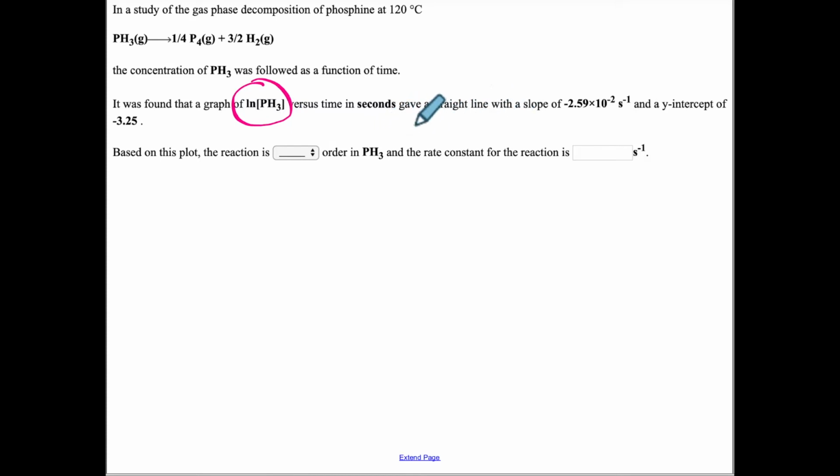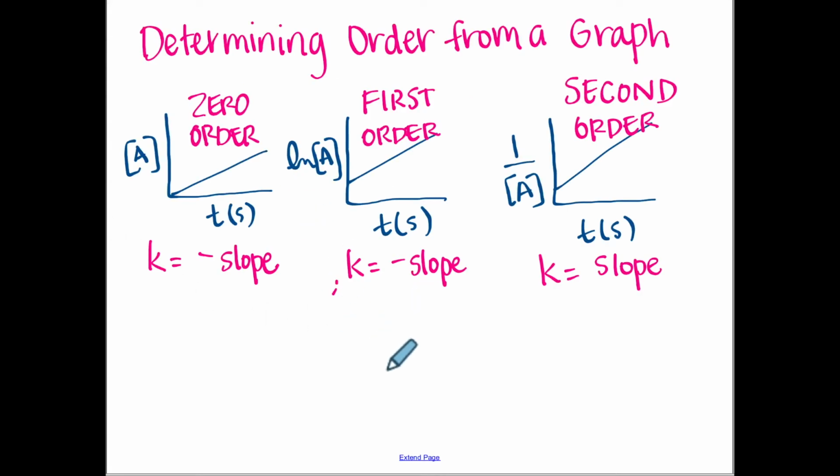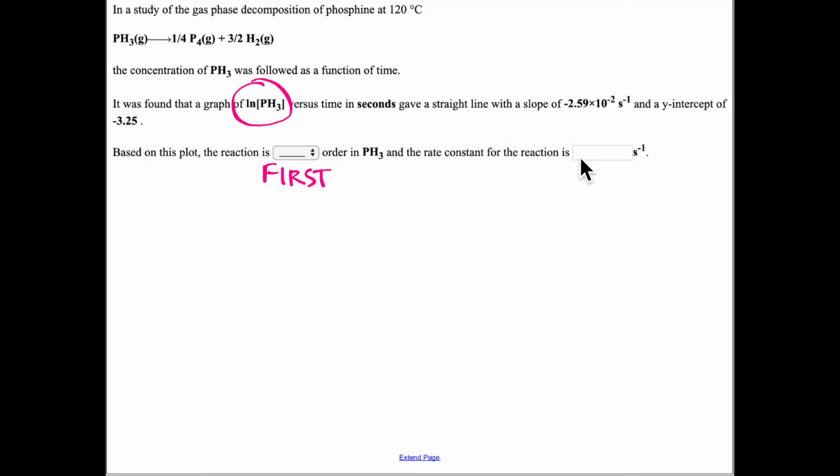In this problem, it's found that the natural log of this reactant when plotted versus time gives a straight line. So that right there tells us that this is first order. And we can see here when it's first order that the rate constant is equal to the negative slope. So for the rate constant, we would make the slope positive and enter that number.